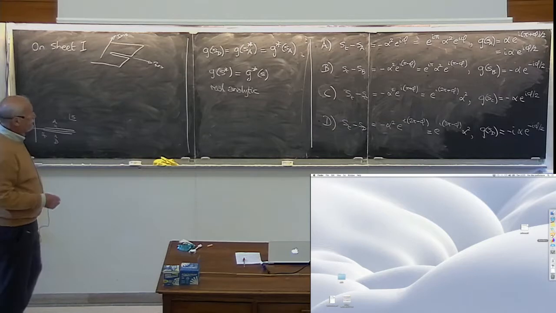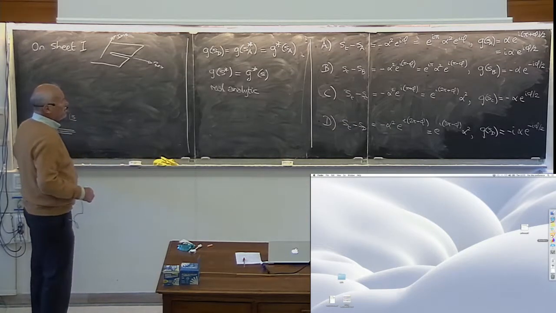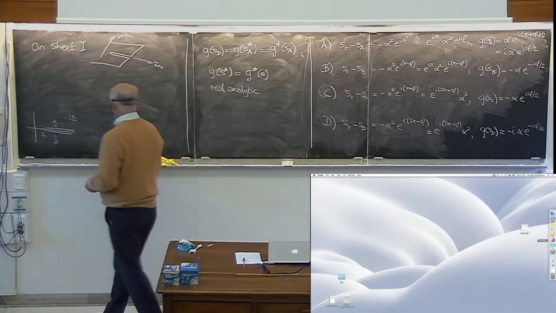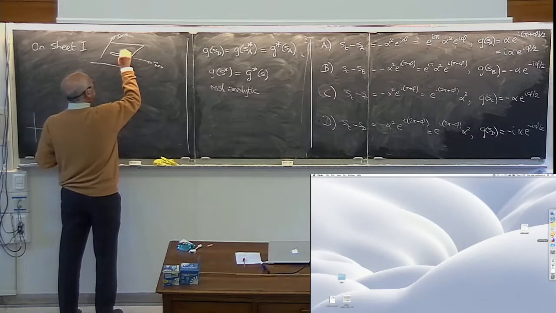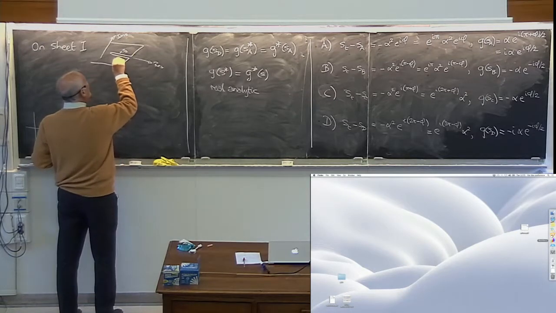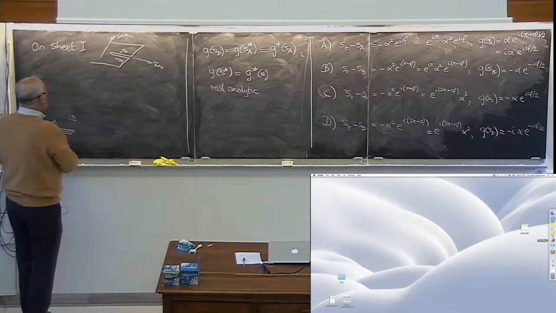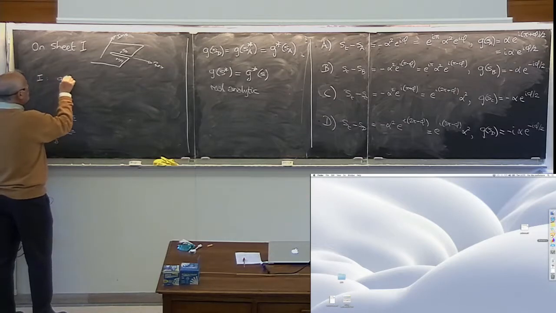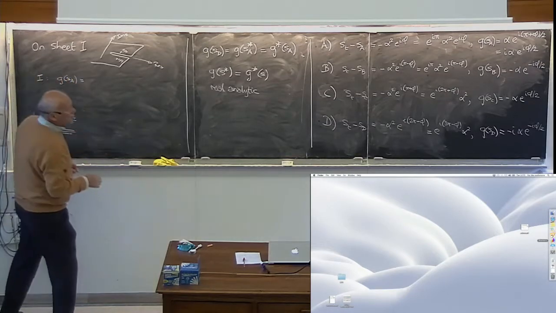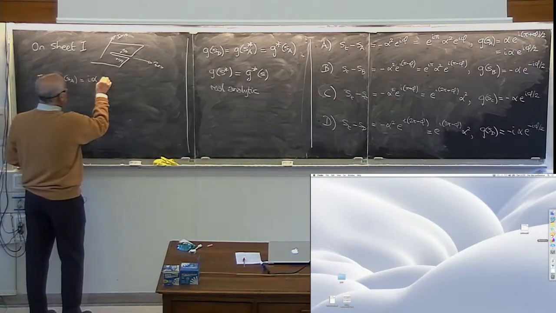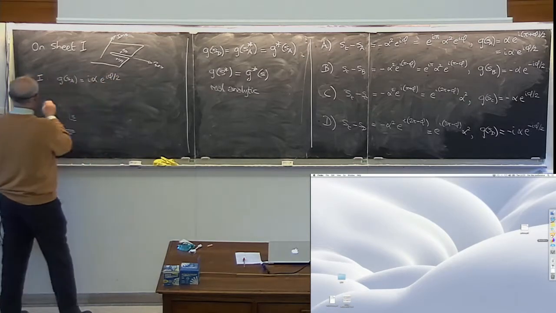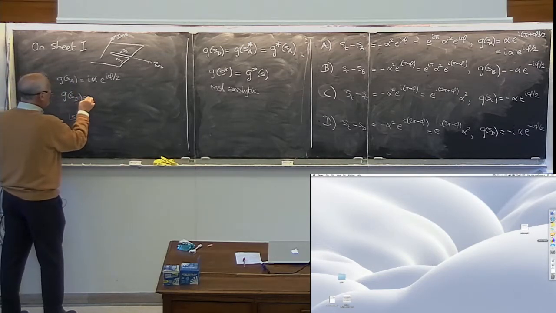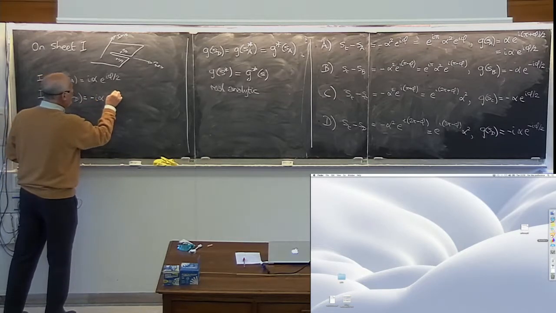Now, let me see if I can use another color. So here are our 2 points, S_A and S_D. And on sheet 1, just to copy down, we've got G of S_A equals I alpha e to the I phi over 2. And again on sheet 1, G of S_D is equal to minus I alpha e to the minus I phi over 2.